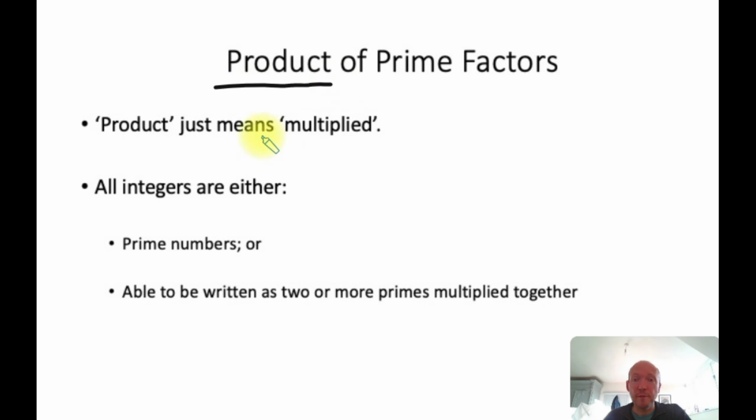Product in maths just means multiplied. So the product of two numbers, say the product of 5 and 6, would be 5 times 6, which is 30. So product is just a fancy maths word. As we said, mathematicians love these. Fancy maths word for multiply.